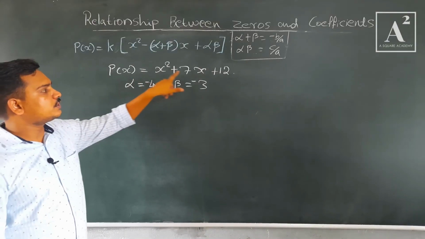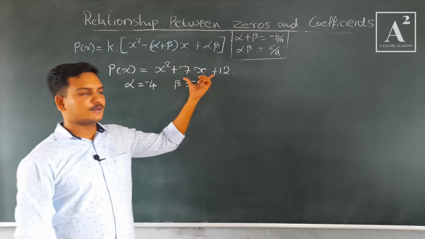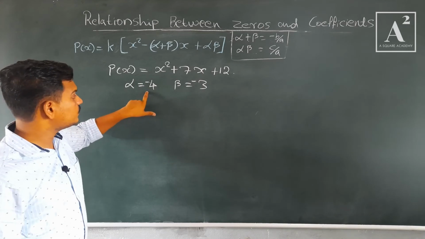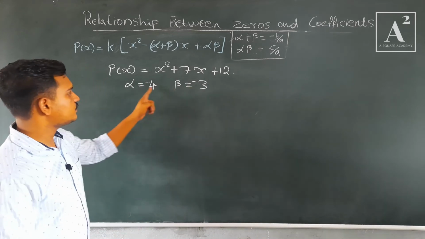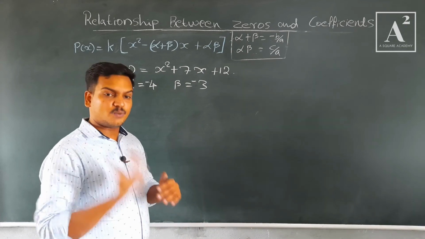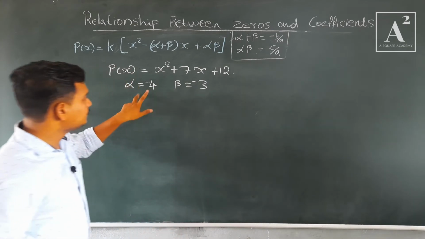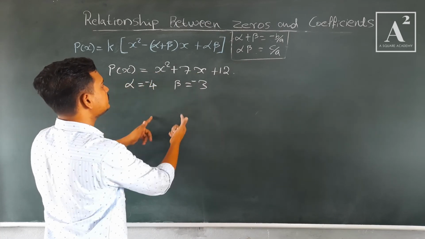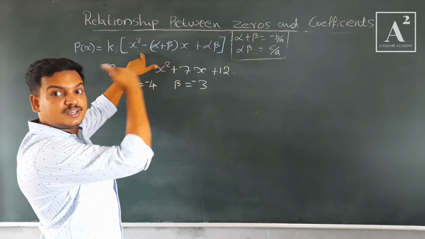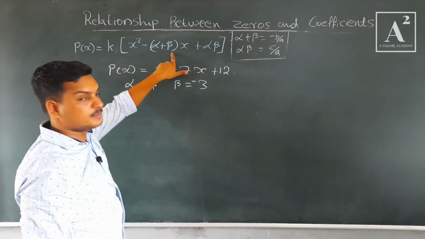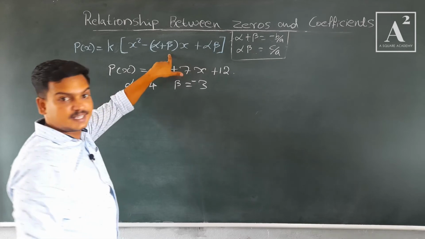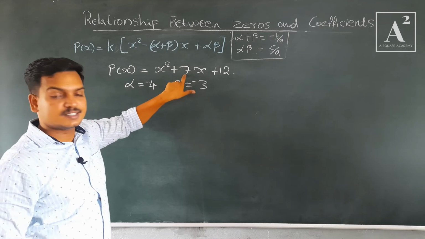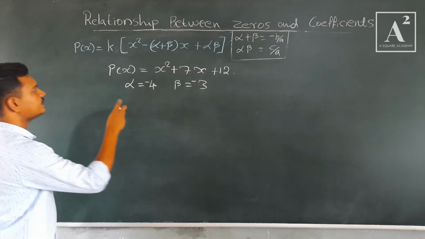p of x is equal to x square plus 7x plus 12. This is the polynomial we discussed just before, right? Its zeros were minus 4 and minus 3. What are we going to do here? Using this expression, we are checking whether it is correct or not. If this expression is correct, when you substitute alpha and beta here, you must get the same polynomial. So let's try, is it possible or not?